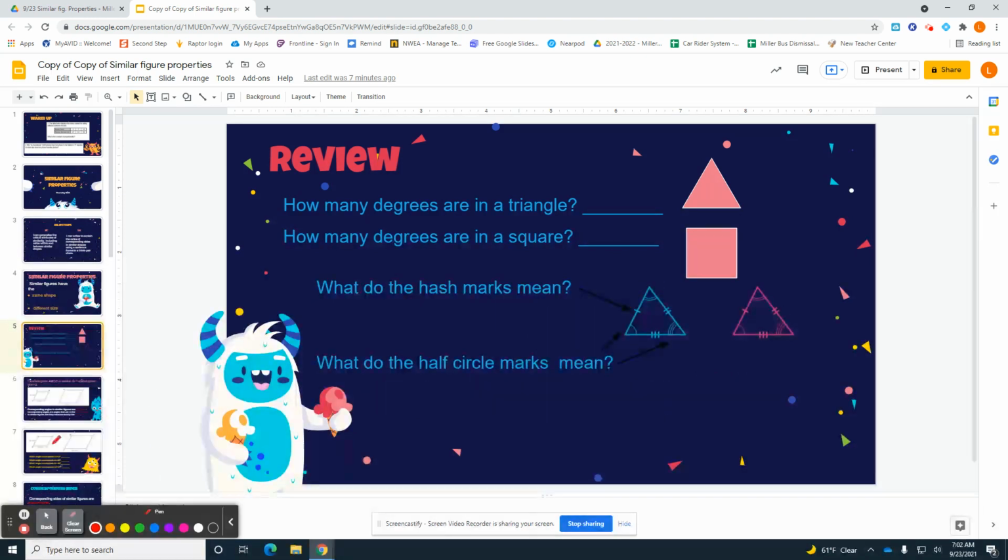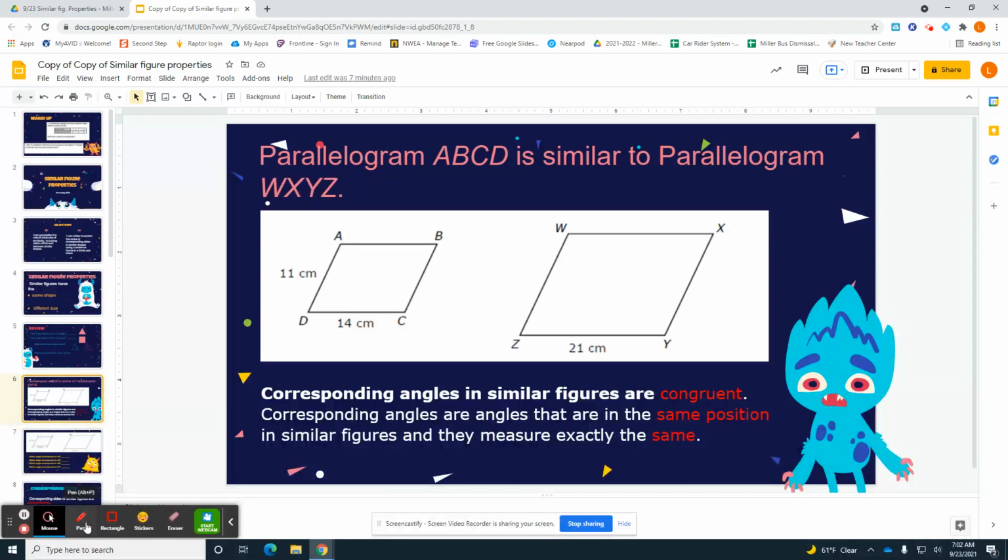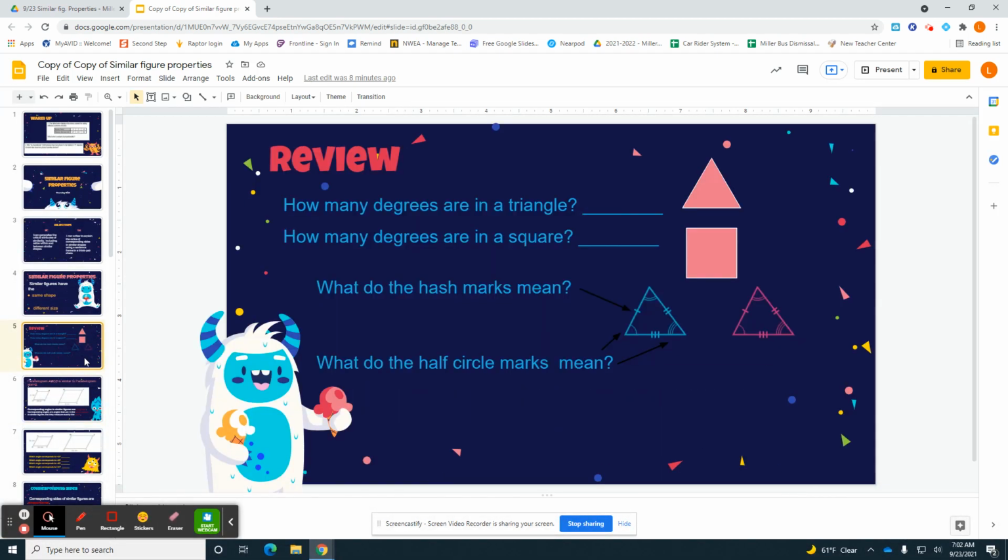All right, moving on to our next one. On your note, it says parallelogram ABCD is similar to parallelogram WXYZ. So these are similar. It says corresponding angles in similar figures are congruent. Yes, angles that are corresponding are congruent. If you took this shape and slid it over here, these lines would line up. And that's why on the previous slide, where I showed you that these are equal or congruent, I said that.